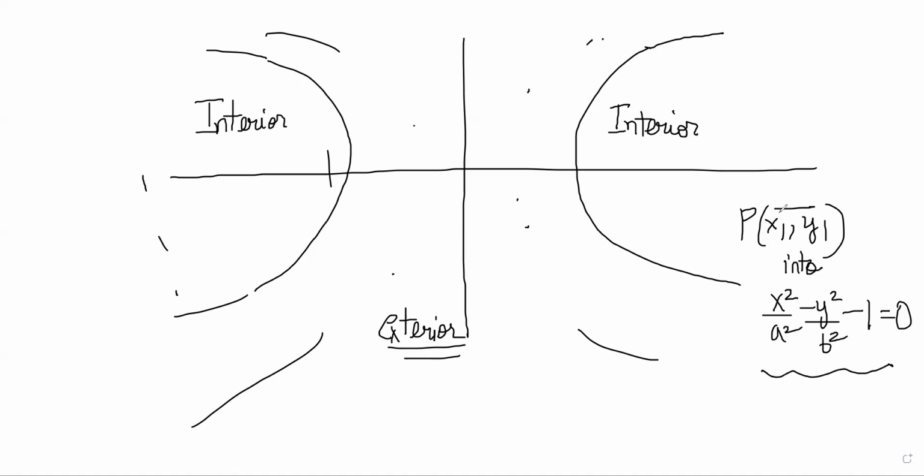If you put x1, y1 into this equation and the answer comes out as negative, or basically S1 is less than 0, then it is interior. If S1 is bigger than 0, it becomes the exterior and so on. If S1 is equal to 0, the point is on the hyperbola. Right.